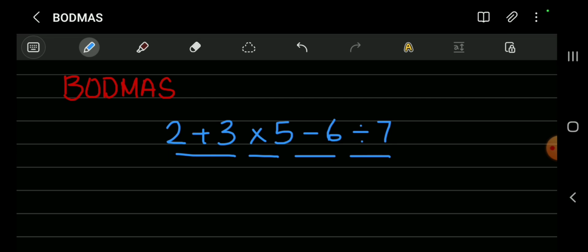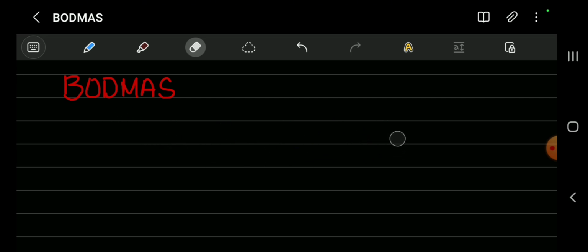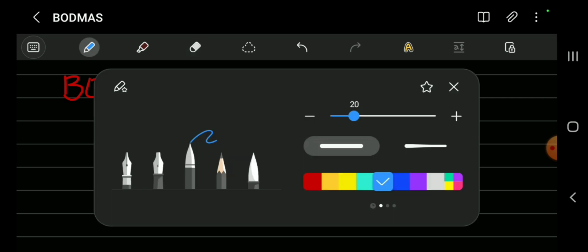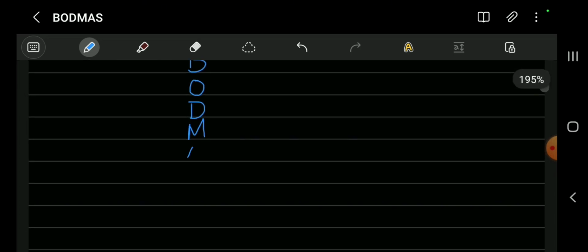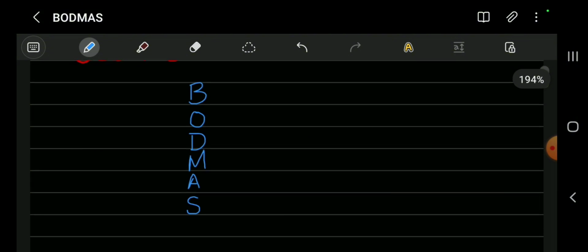To understand and get the correct answer, we are required to follow a rule that is called the BODMAS rule. What is that and what does each letter stand for? Let's do that. We have in the BODMAS rule B, O, D, M, A and S. B stands for brackets.